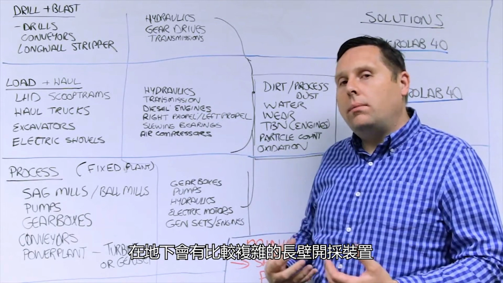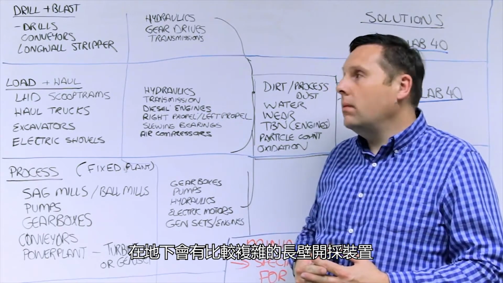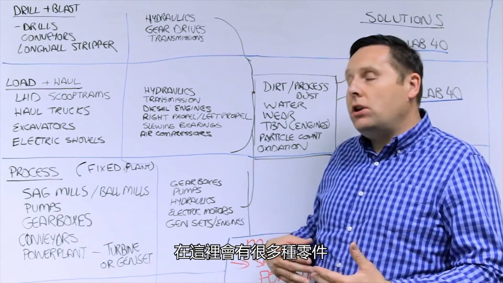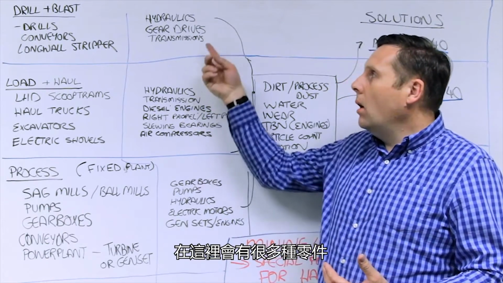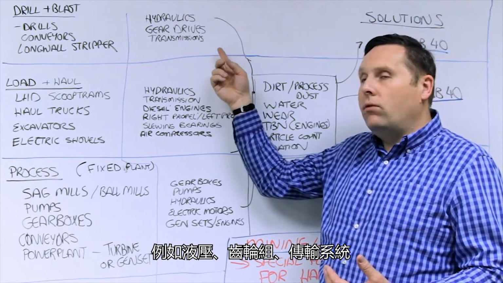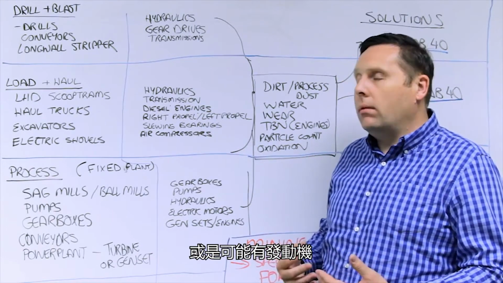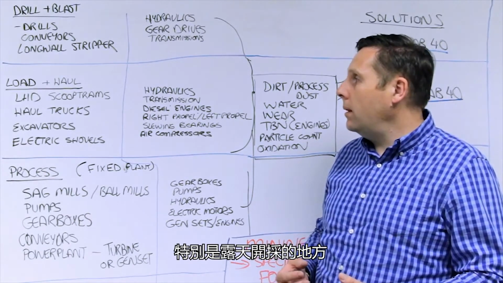Underground, you're going to have more complex longwall stripper style systems that are going after longwall coal mining. In this situation, there's a lot of components here, which are hydraulics, gear drives, transmission systems that are all present on these systems. There can be also some engines, especially on the open pit systems.